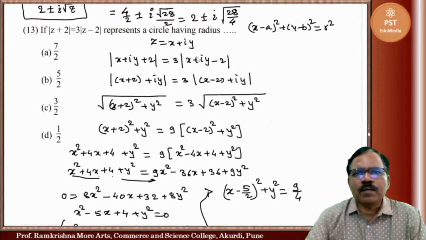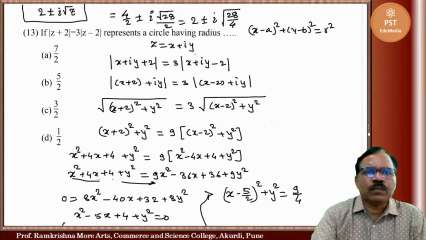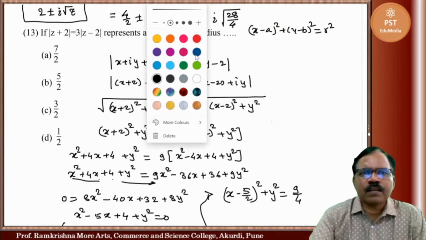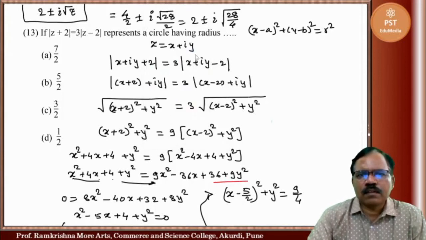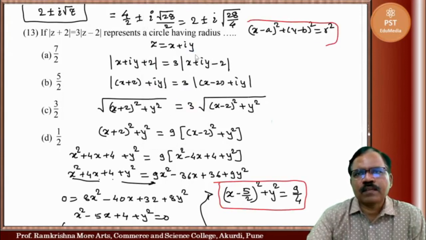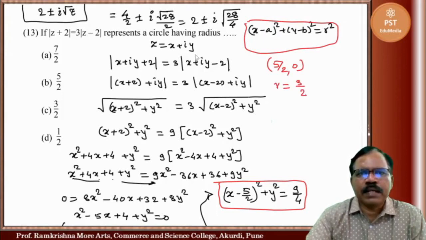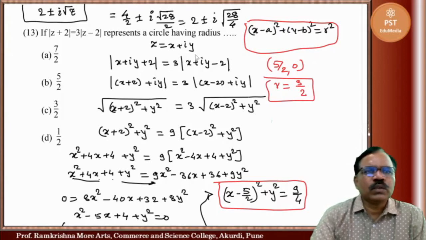Now we have to compare this with this. So if we compare this equation with this equation, what is the center? Center is 5 by 2, 0, and radius r square is 9 by 4. So radius is 3 by 2. So here it is 3 by 2.